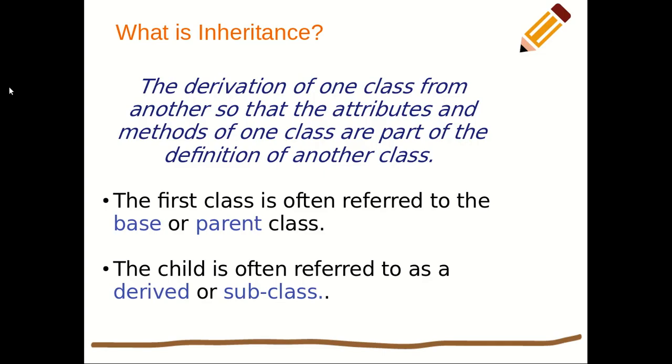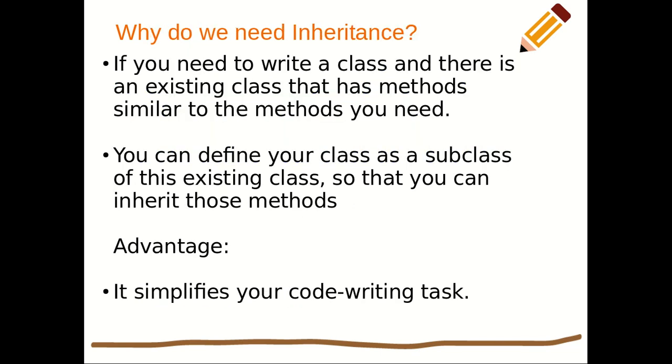What is inheritance? Basically, inheritance is the derivation of one class from another class so that the attributes and methods of one class are part of the definition of another class. So the first class is often referred to as the base class, or sometimes we can call it the parent class. The other class that we have created from the parent class, we refer to as a derived class or a subclass.